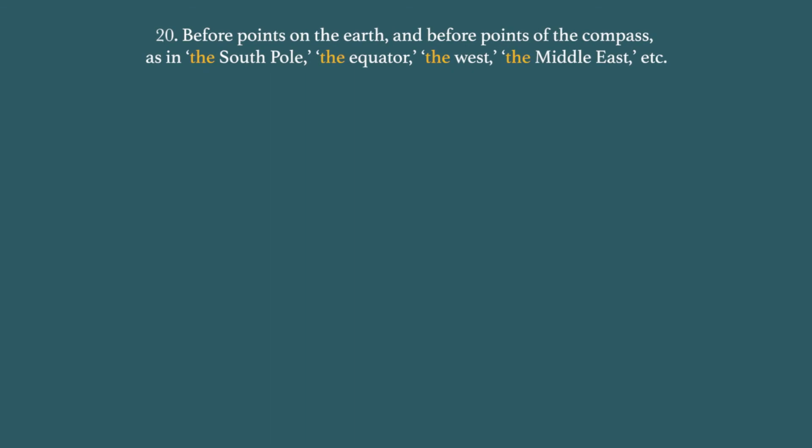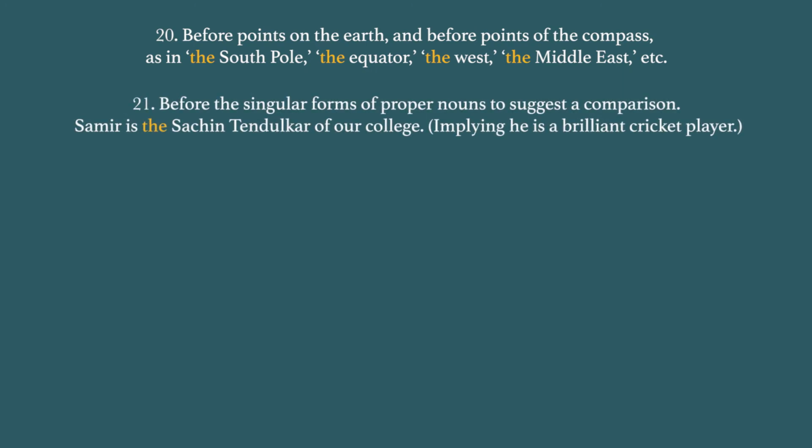Next is before points on the earth and before points of the compass, as in the South Pole, the equator, the West, the Middle East, etc. 21st. Before the singular forms of proper nouns to suggest a comparison: Samir is the Sachin Tendulkar of our college, implying he is a brilliant cricket player.